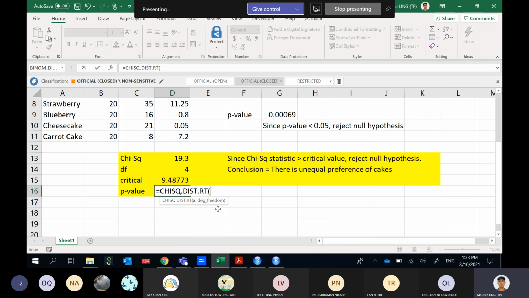You use this chi-square distribution right tail function. What we want to find out is, if the chi-square statistic, the x value, is more than 19.3, what is the area under the curve? So here is 19.3 and degrees of freedom is 4. That will give you the same answer. It's actually identical.